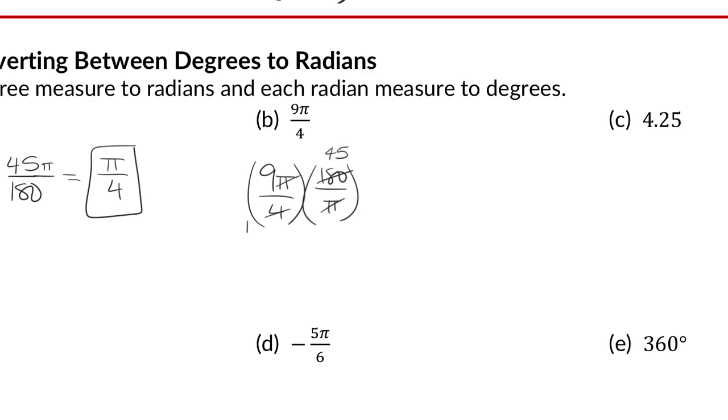45. So all we really have to do here is 9 times 45, which is 405 degrees. If you don't trust me, this is when you turn to a calculator. You would do 9 times 180 divided by 4. You don't have to press the pi button. The pi's cancel each other out. Make sense?